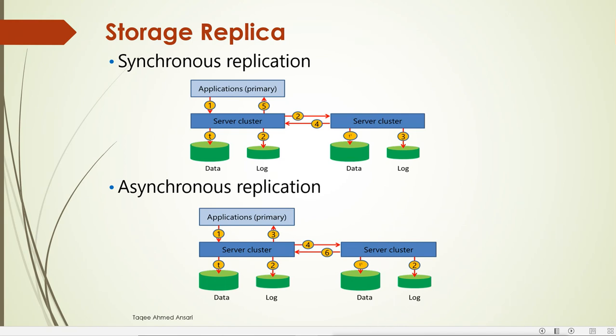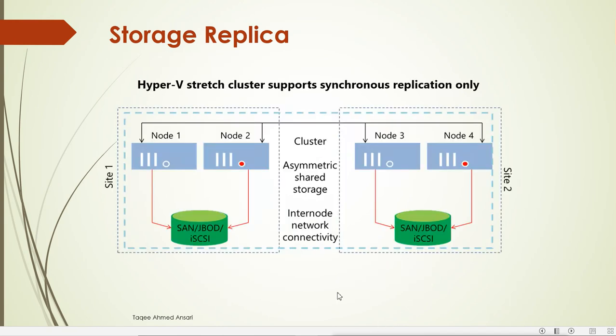And this is storage replication from site 1 to site 2. A Hyper-V stretch cluster supports synchronous replication only. If we are using the cluster for Hyper-V, then it only does synchronous replication. It will not support asynchronous replication, because on Hyper-V we have virtual machines, and virtual machines need the data continuously.